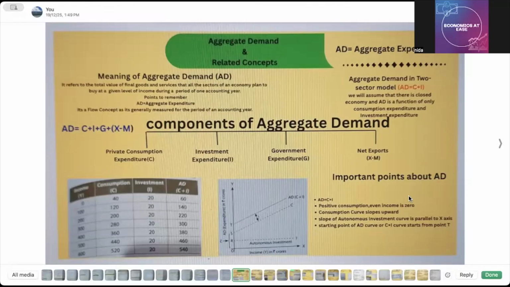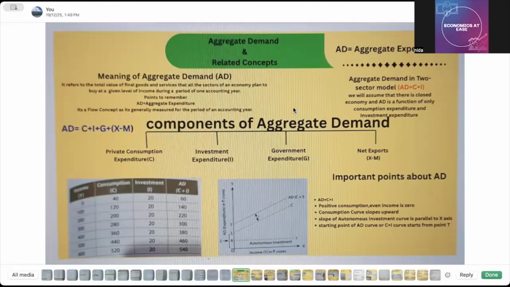Aggregate Demand and Related Concepts of Macroeconomics. Okay, and very quickly we are going to do the summary part. Though the chapter is very lengthy, I have made the slides and explained each and every important topic. You can go through the previous videos, but today we are going to do the summary part, very quickly, just a recap here.